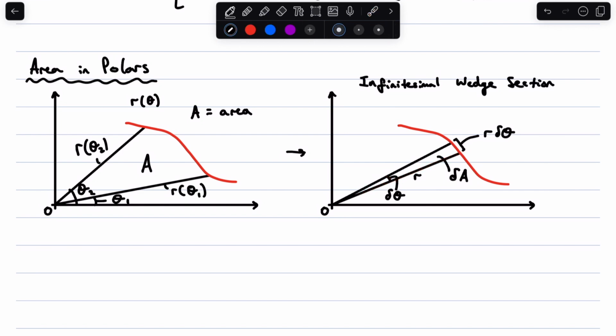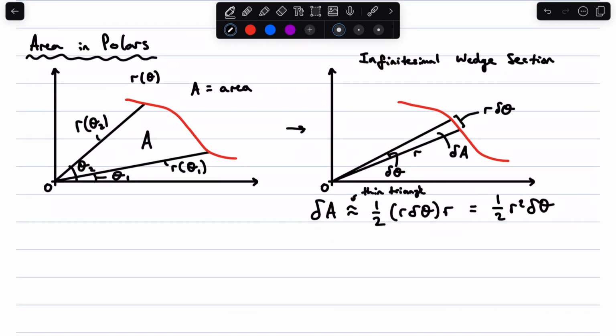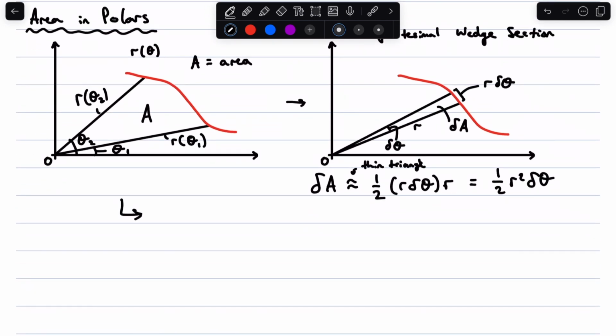Therefore, the area, delta A, because of it being a thin triangle, is approximately equal to half the base, which is our r delta theta, times the height r of this triangle, which is equal to a half r squared delta theta. And so when we put that into an integral form, it leads to our A equaling the integral from theta 1 to theta 2 of a half r squared d theta. And we're going to be summing up over this whole range to find our area.